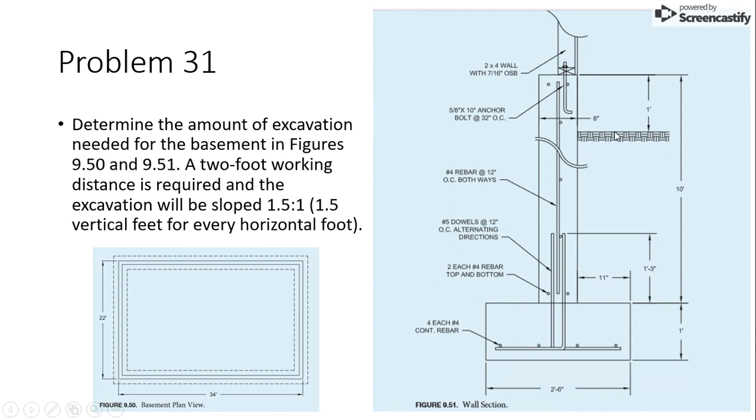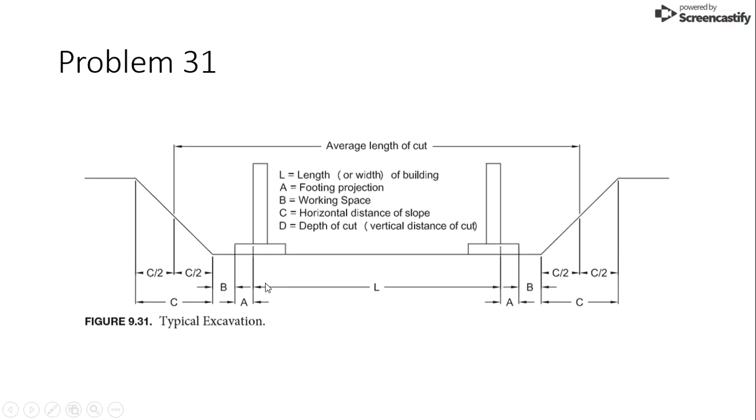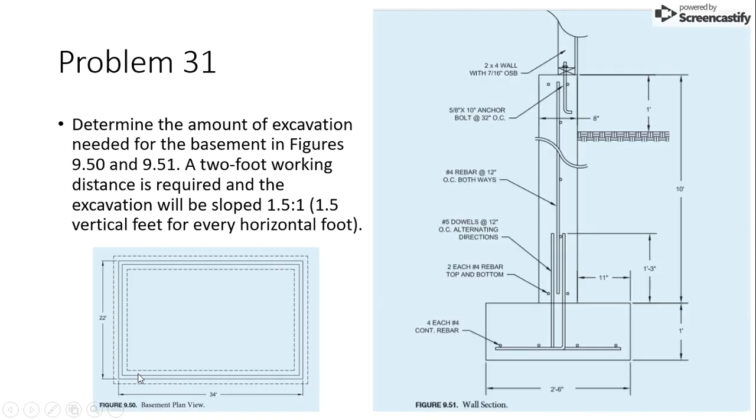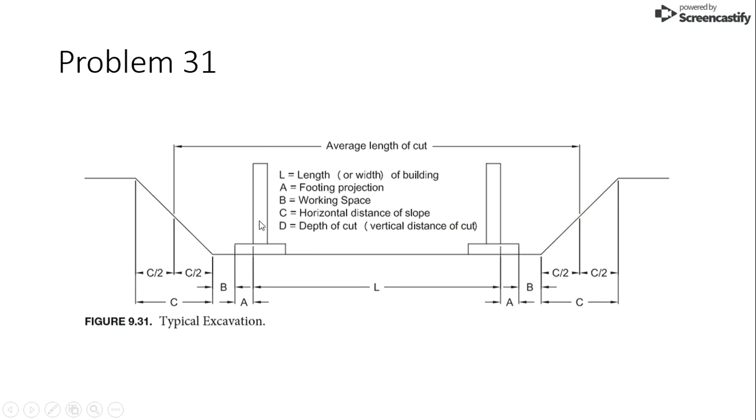Here's our ground section. This is 9 and this one is 10, so our height will be 10 feet. We have also been given the slope here, 1.5 to 1, so we will have to consider that. Before I start, I need to tell you this is the typical excavation. We have the length, like it's 34. So here to here it's 34.